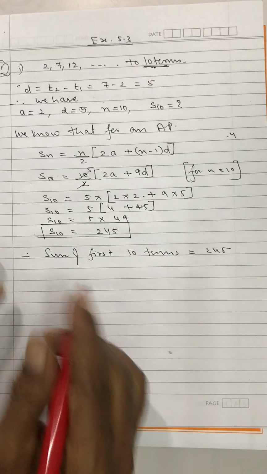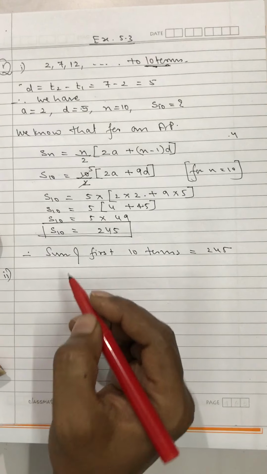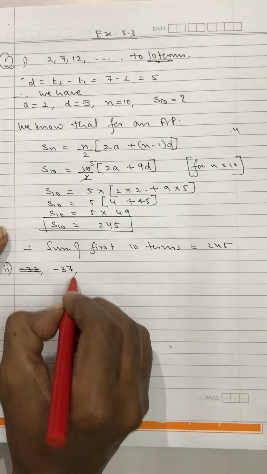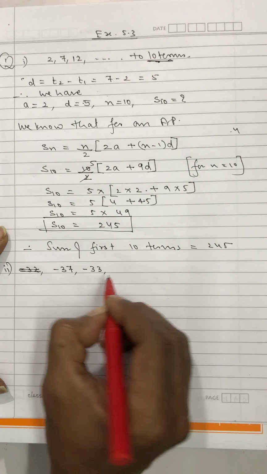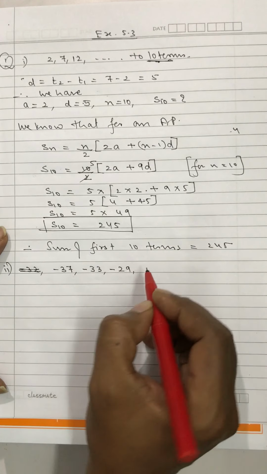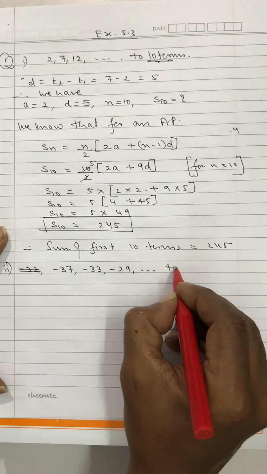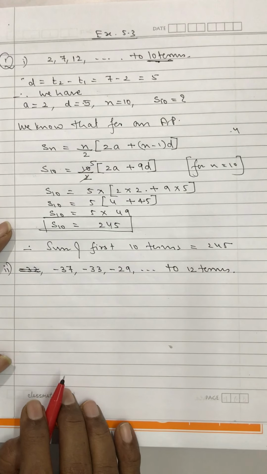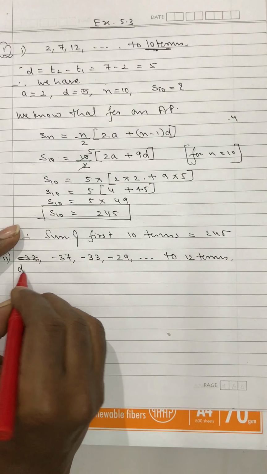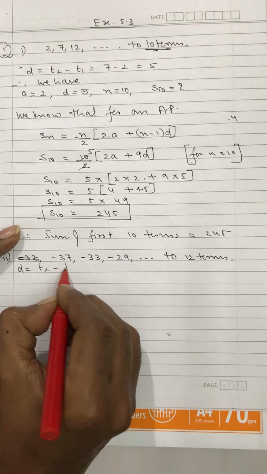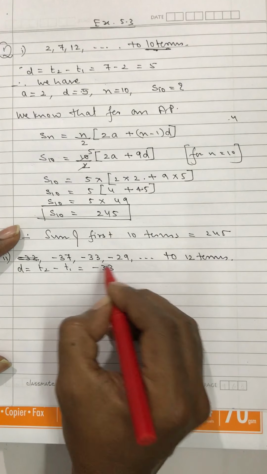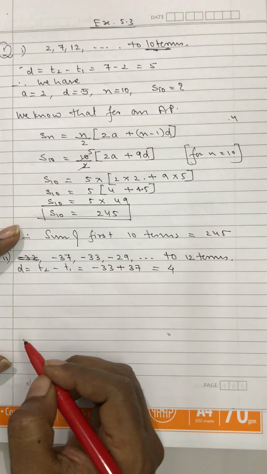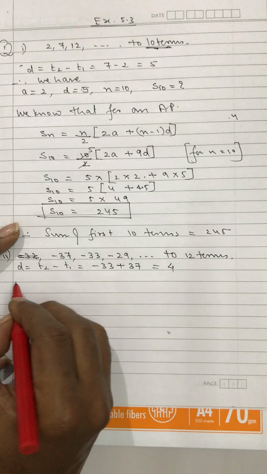Okay, likewise we can go for the second sub question. It is up to 12 terms. So here again we can see D is equal to what? Higher term minus 33, minus 37 will give you plus 37. That will give you 4. So D is equal to 4. Of course this is going on increasing.